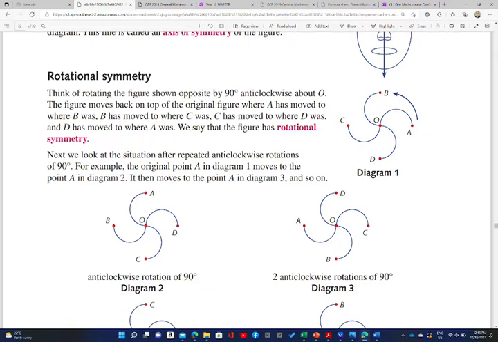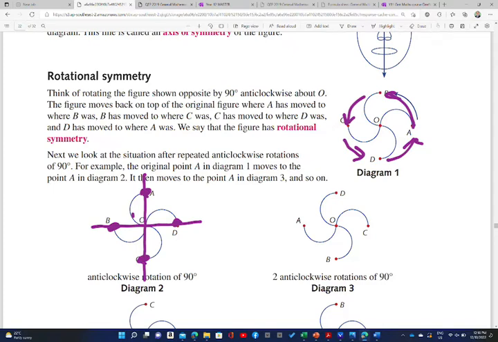Notice that in the original one, A moved to the place of B, which moved to the place of C, which moved to the place of D, etc. But they all moved in exactly the same position. And that's rotational symmetry. And in this case, they're all moving at 90 degrees. You can tell that by drawing two perpendicular lines that meet at 90 degrees. This point went to there, this point went to there. So each time they move, they're moving at 90 degrees.